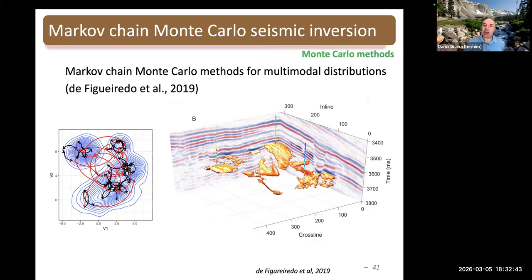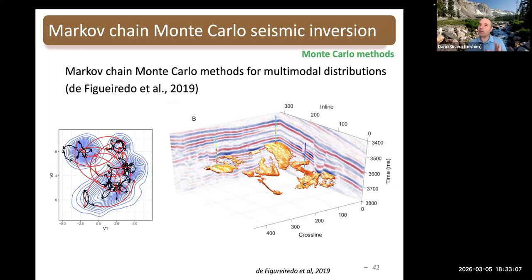Then we have Monte Carlo methods. So in the previous case, the idea was we generate a bunch of models and we keep changing these models until we match the solution. Now here we do it one at a time. So we just build one model and then we try to match it and then we perturb the model. But the idea is that we use what we learned in the previous step in order to perturb the model in a smart way. This is essentially the idea of Markov chain Monte Carlo.